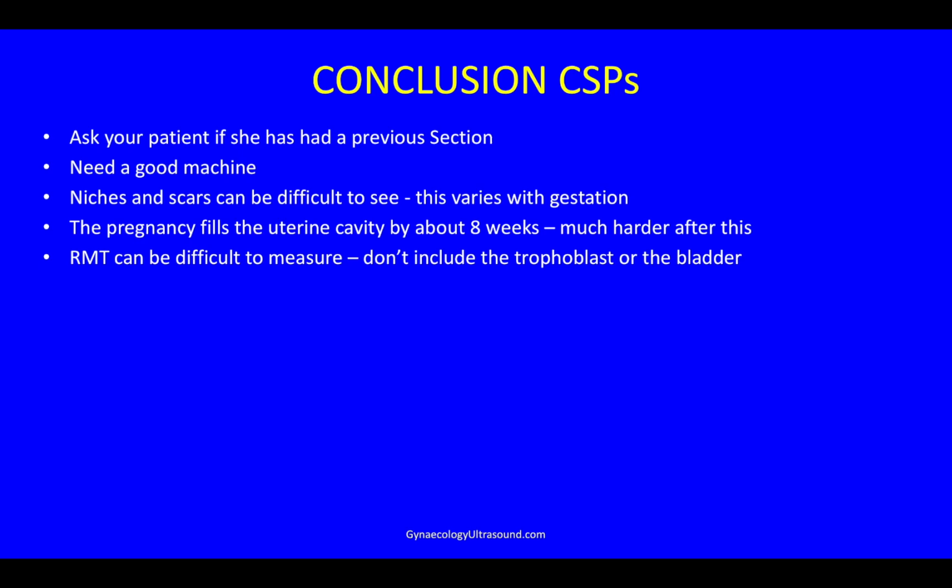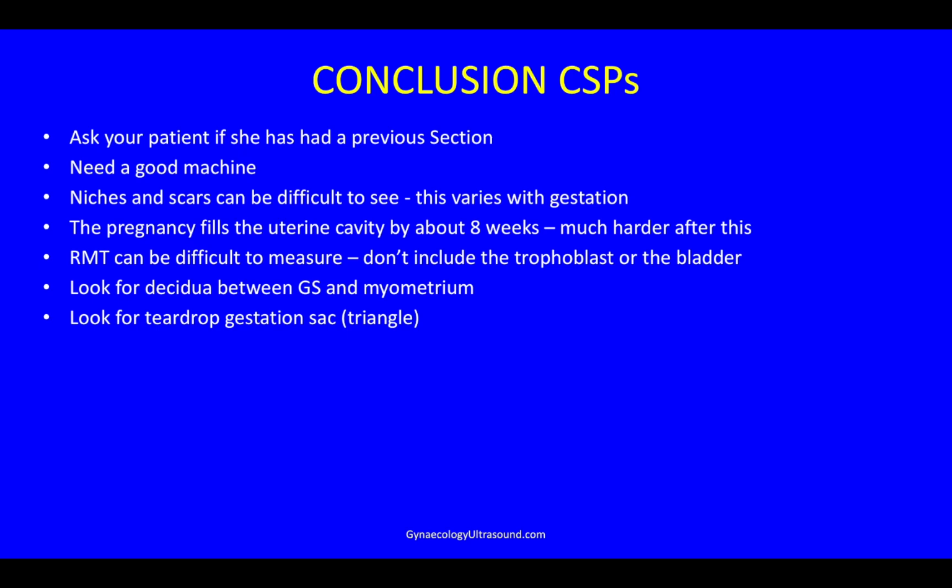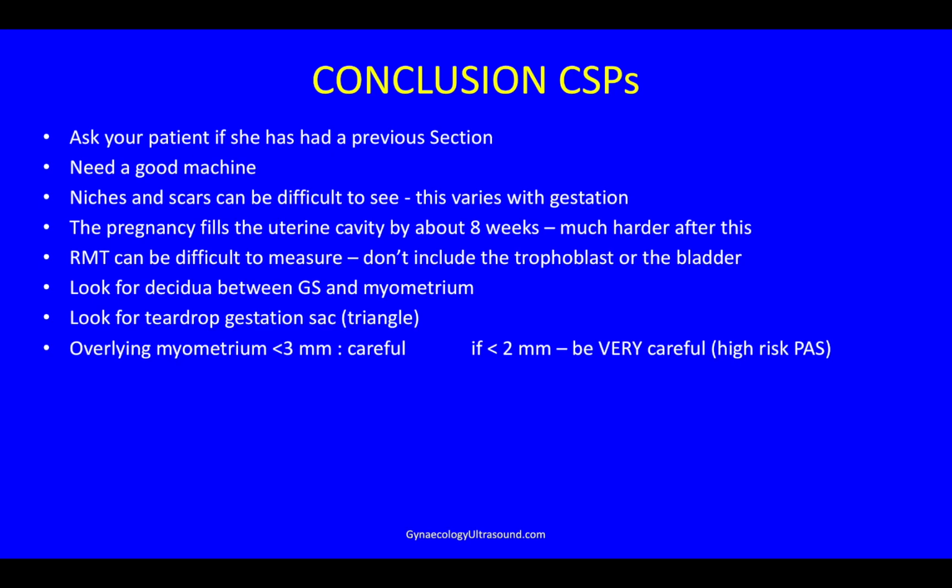Don't include the trophoblast or the bladder, and look for decidua between the gestation sac and the myometrium. Look for the teardrop in the little triangle, that's very useful. And be very careful with thin overlying myometrium, particularly if it's less than 2 millimeters, because these patients are at very high risk of Placenta Accreta spectrum.